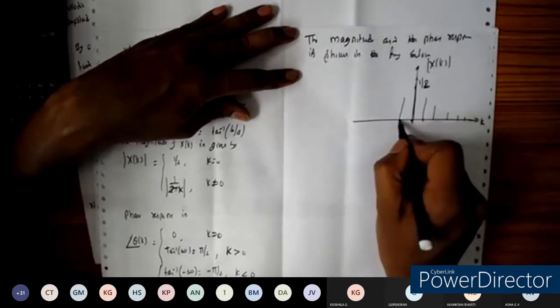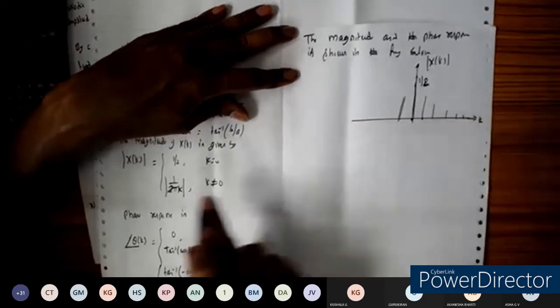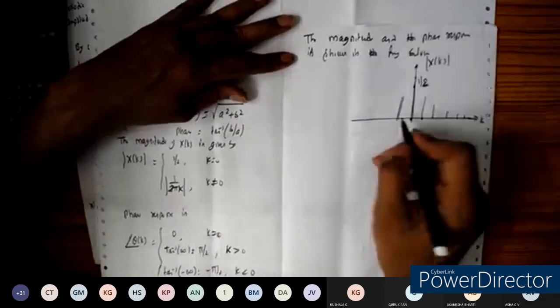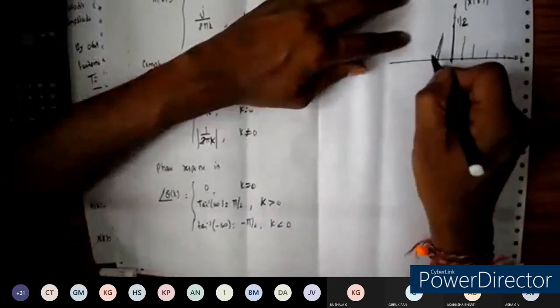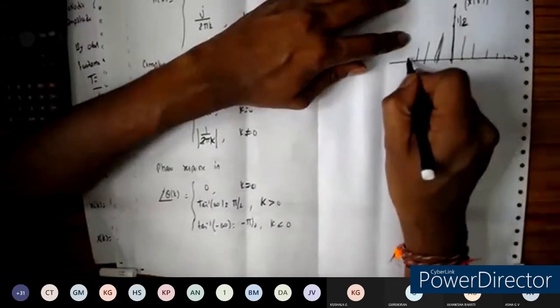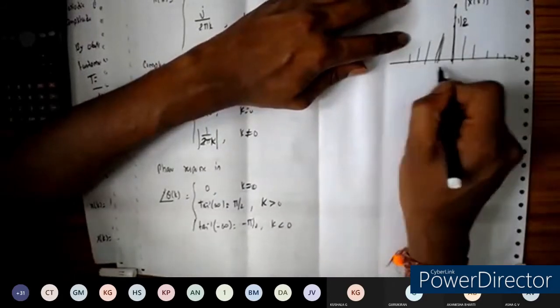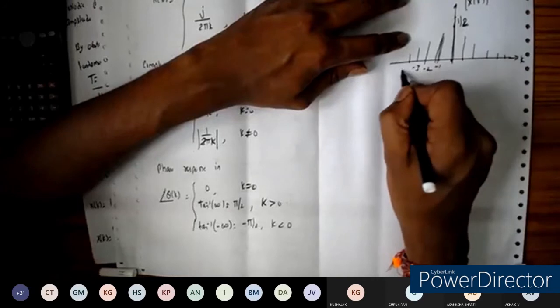Similarly for k equal to -1 also, we are considering the magnitude, so we are going to take the positive values here. And for k equal to -2, -3, -4, like this. So this is -1, -2, -3, -4.